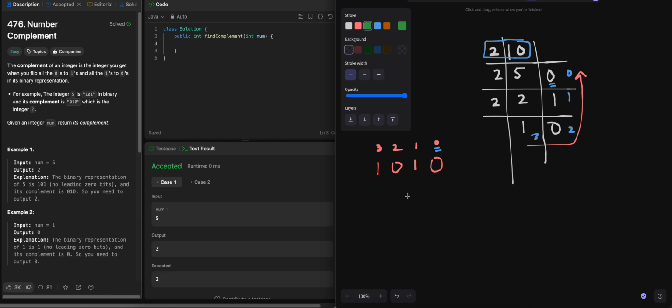Now we have to find its complement. So to find its complement, what we have to do is replace 1 with 0 and 0 with 1. So let's do that. Okay, so this is how it will become.